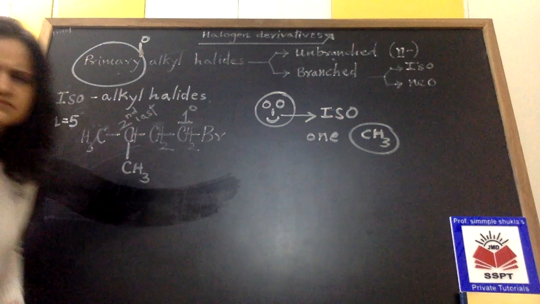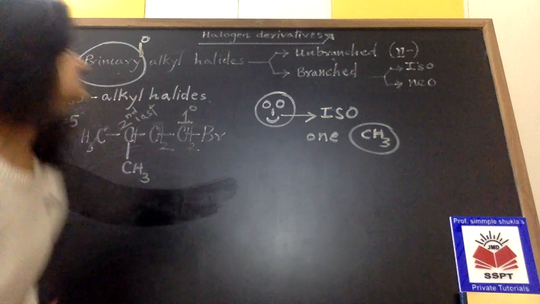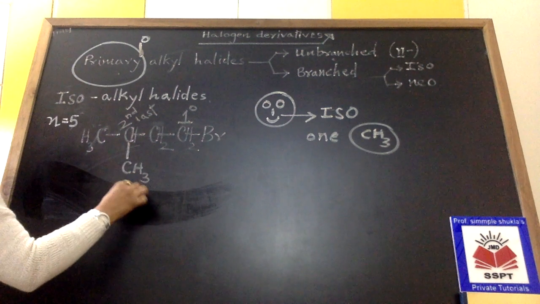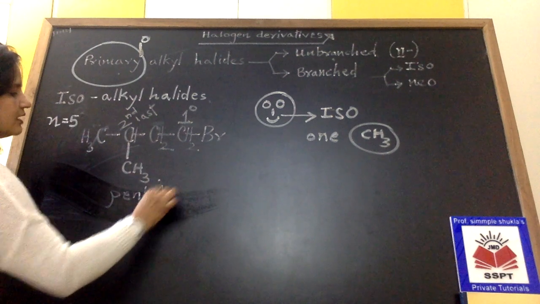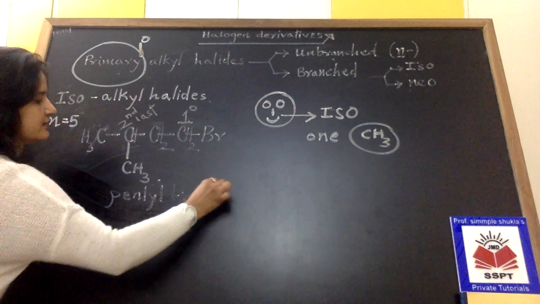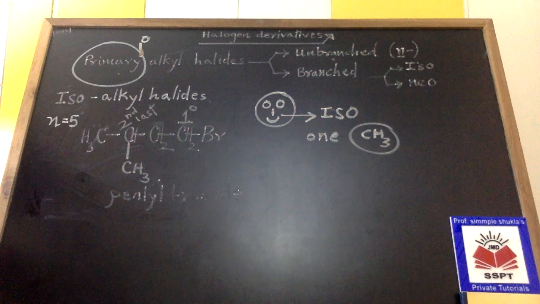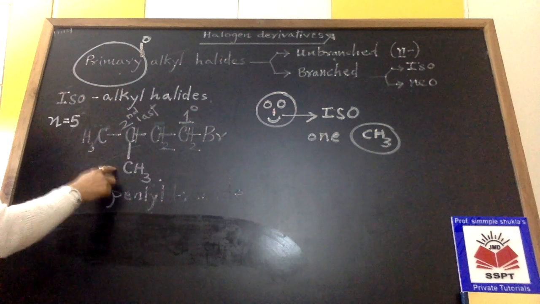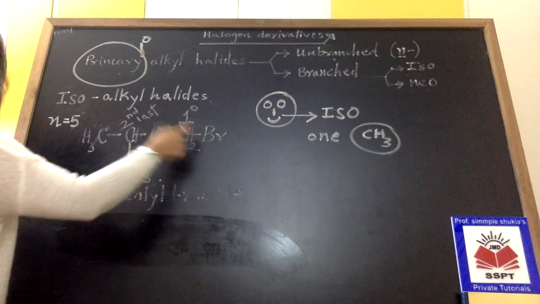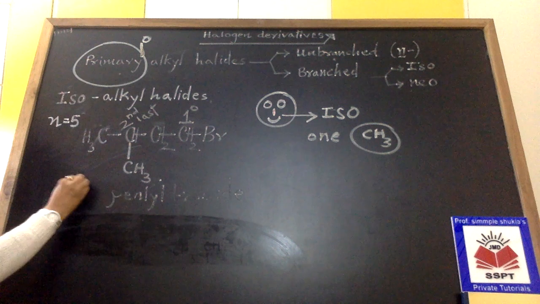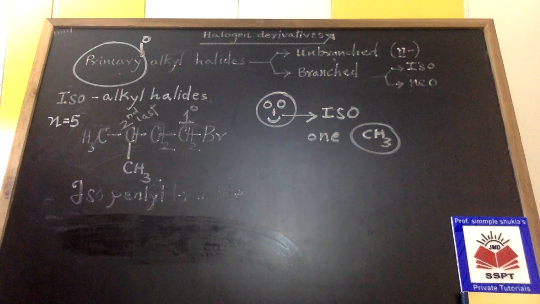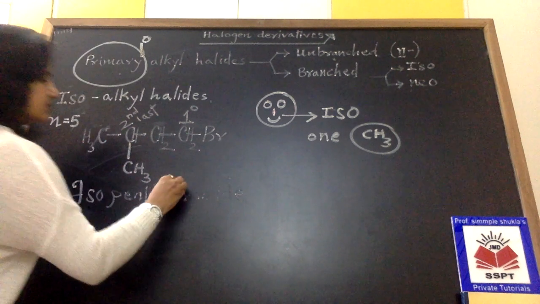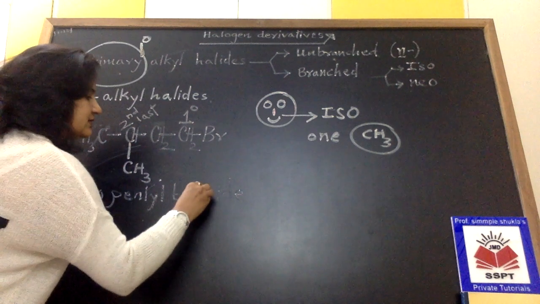In the common system, we count all carbons: 1, 2, 3, 4, 5. So for 5 carbons we write pentyl bromide. There is one umbrella branch on the second last carbon from the functional group, so we use the prefix iso. So the name becomes isopentyl bromide. A little bit unclear, but then I'm saying it.